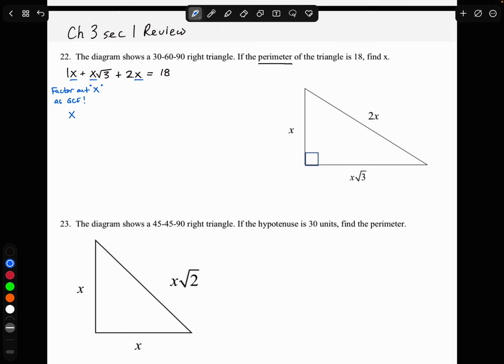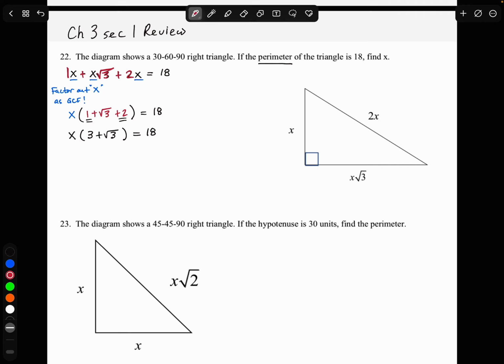So when we factor out x, let's see what we have left over. We'd have 1 plus the square root of 3 plus the 2, and right now that would still equal 18. And we can go ahead and combine our like terms. We see that the 1 and the 2 we can add together. So we have x times the quantity of 3 plus the square root of 3 is equal to 18.